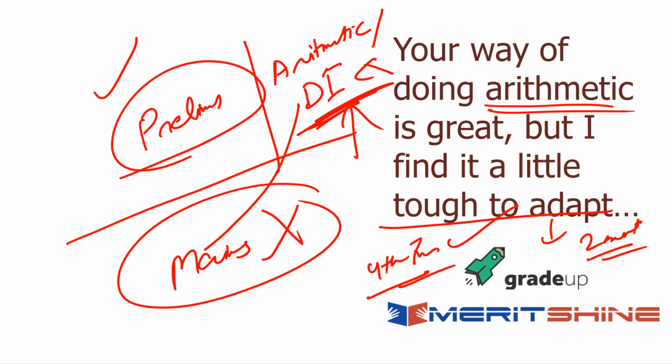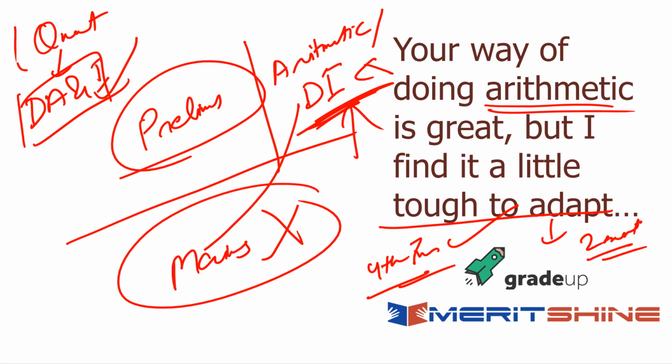Even the name is different. This is called quant here. Fine. What is it called? It's called data analysis and interpretation. DANI. That's the name. It's not quant. Fine. What was it last time? It's all arithmetic sets given under the garb of DI. It's going to be extremely crucial.